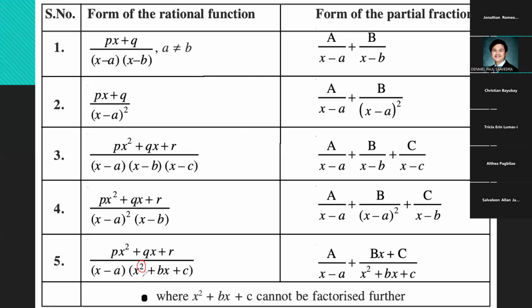Now, usually this x squared plus bx plus c here cannot be factorized further, meaning that's already its simplified version. You cannot do anything about it anymore. So if that is the case, then you have to use this format. But if you can still factor this one out into something like this, or even this, or this, then you have to use form number 1, 2, 3, and 4. But if not, then you can just stick with number 5.